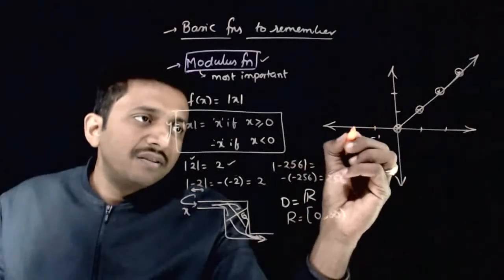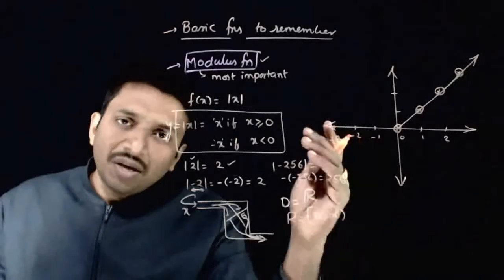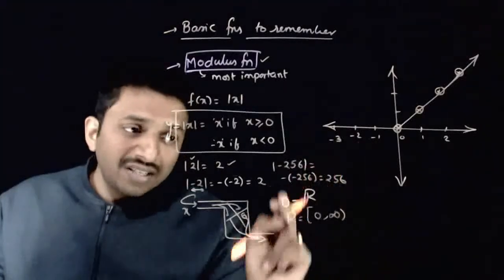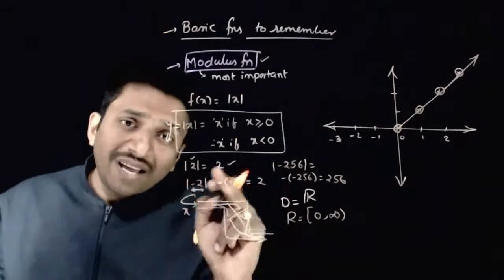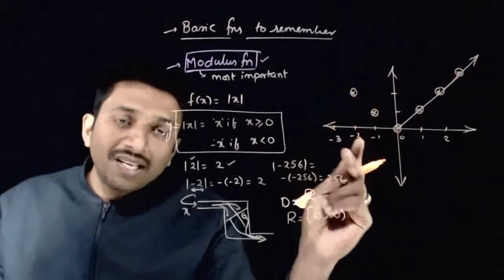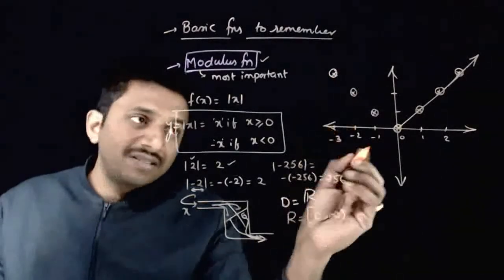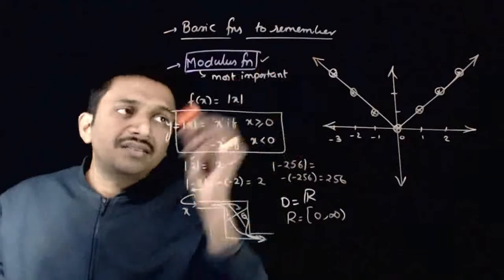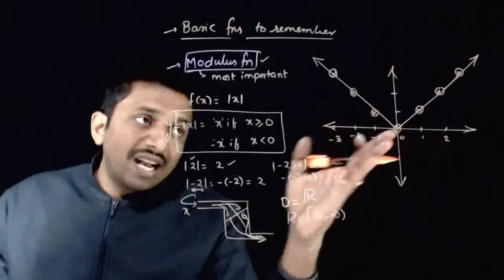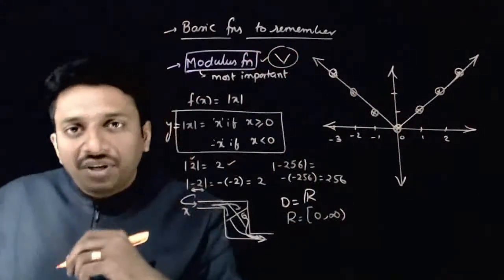When x is negative, you have minus 1, minus 2, minus 3, and so on. If x is negative, you can very clearly see that for x equal to minus 1, the y value is minus of minus 1, which is plus 1. So this point will be there. For x equal to minus 2, mod of minus 2 is plus 2. For minus 3, mod of minus 3 is plus 3. So you have a function like this. If you take y is equal to mod x, the graph looks like a V. So the mod function's graph looks like a V.